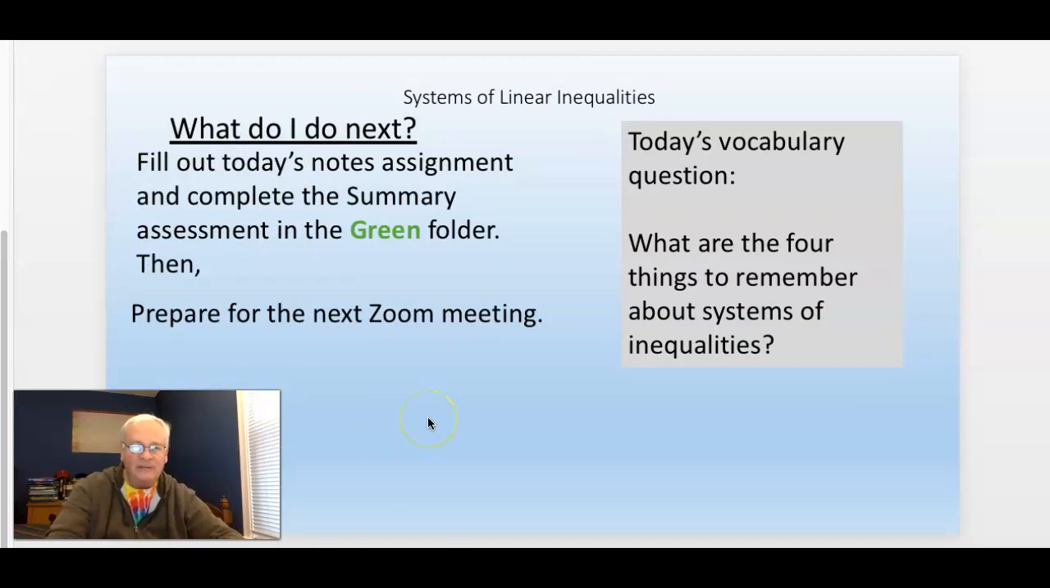All right, guys, fill out today's notes assignment. Complete the summary. It's in the top green folder. That's where this video is right now. Today's vocabulary question: what are the 4 things to remember about systems of inequalities?